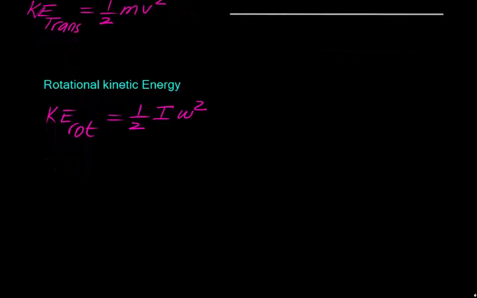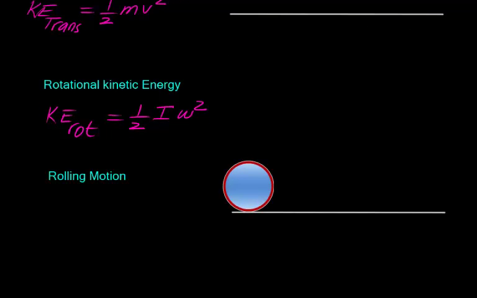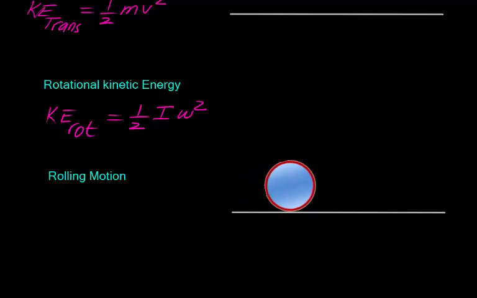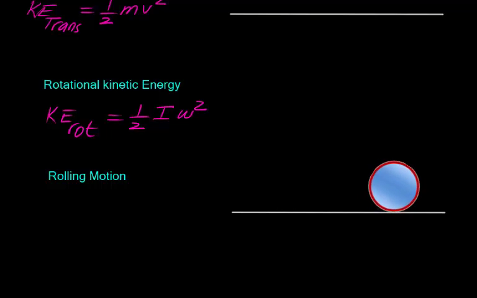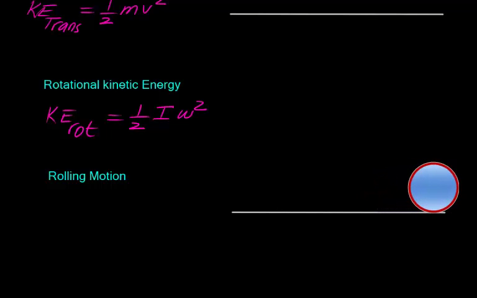Finally, how about if the object is rolling with respect to a given surface? Clearly, the object is spinning about its own axis of rotation, while its center of mass is translating. In this case, the object carries both forms of kinetic energy. The total kinetic energy is going to equal the translational kinetic energy 1/2 mv squared plus the rotational kinetic energy 1/2 I omega squared.